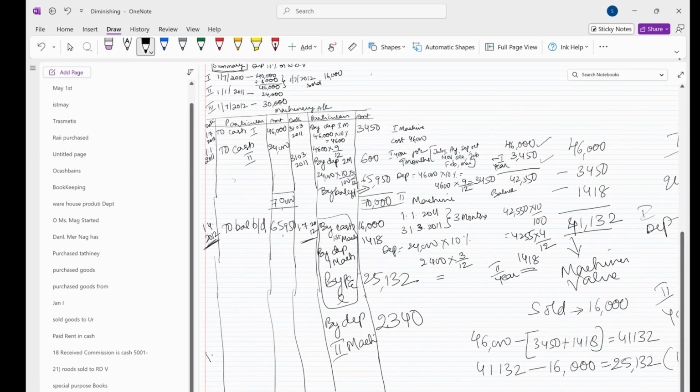So again on 1/7/2012 by cash, this is your third machine, you purchased it for 30,000. Okay. Now by depreciation, this is the third machine. How much will you calculate on 30,000? 10%. But for how many months did you use it? You purchased it in July. July, August, September, October, November, December, January, February, March. 9 months.